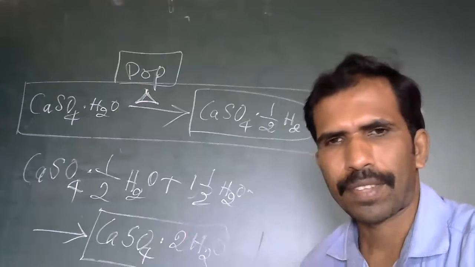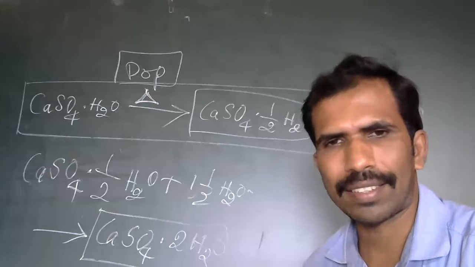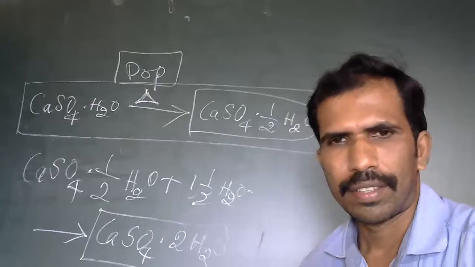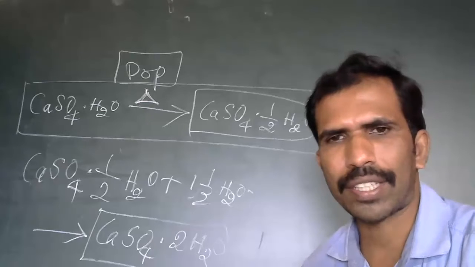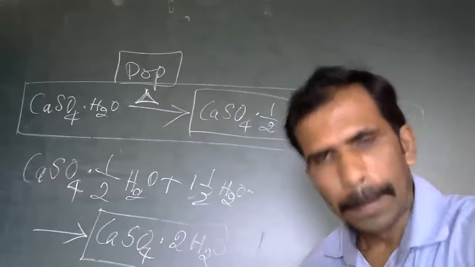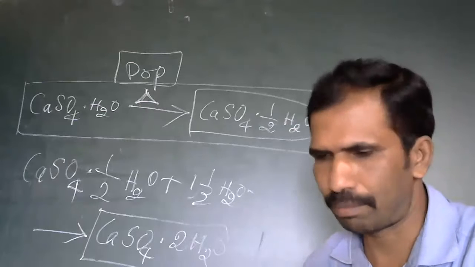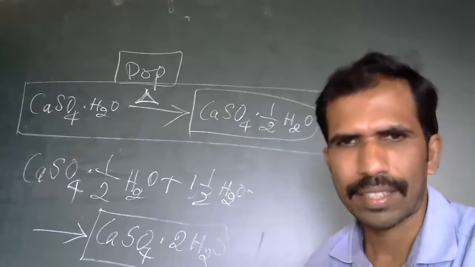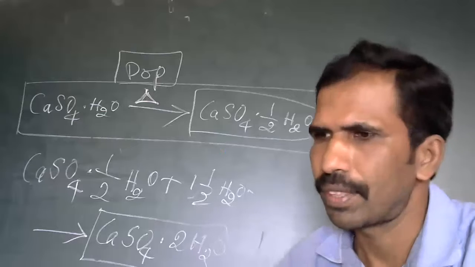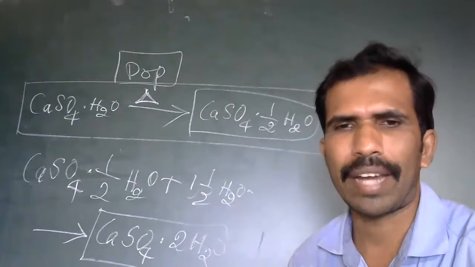One more point: POP, I told you, fireproof jackets or fireproof materials are made from this. Similarly, doctors use it for fractured bones. When we have any crack in the bones, they use it for plaster purposes. These are the uses of calcium sulfate hemihydrate.